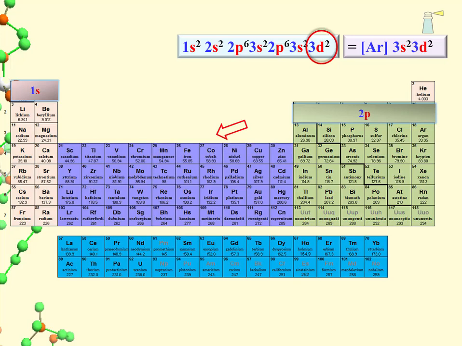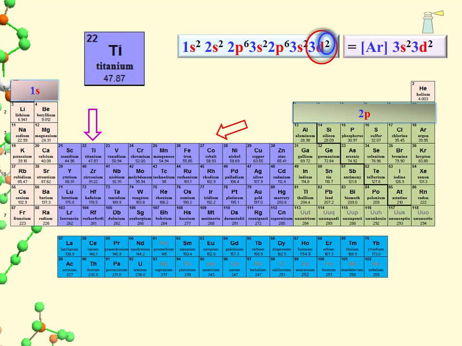That leaves the information in the superscript to give us a count of how many elements to count over from the start of the block. Yep, 2. Giving us the element 22, titanium.